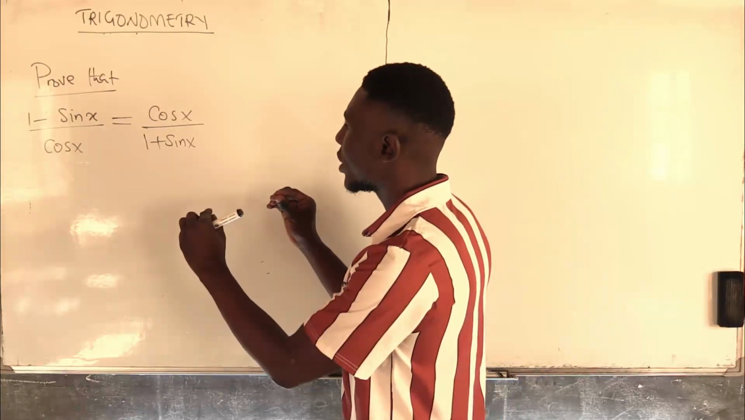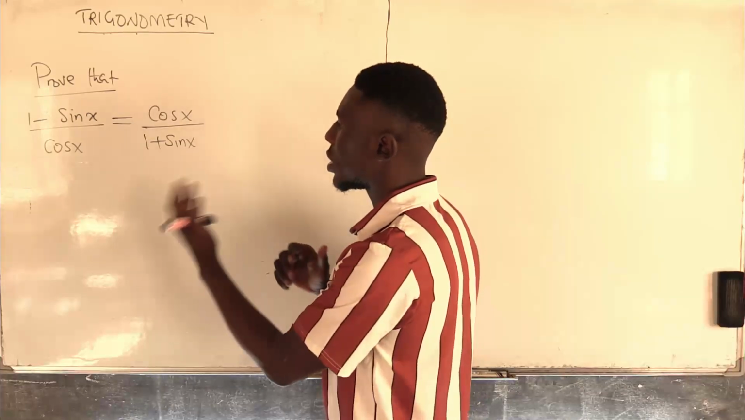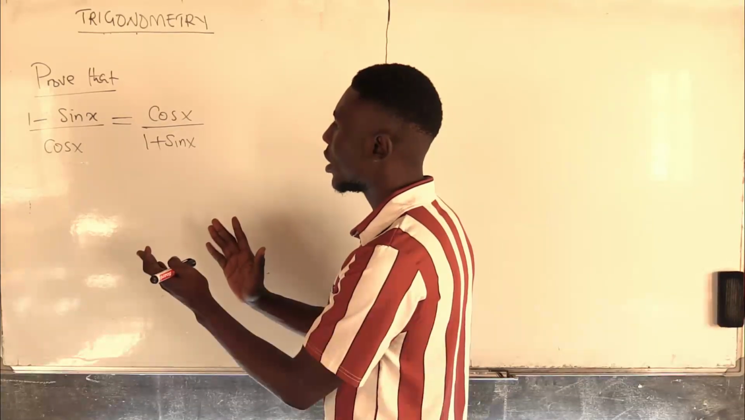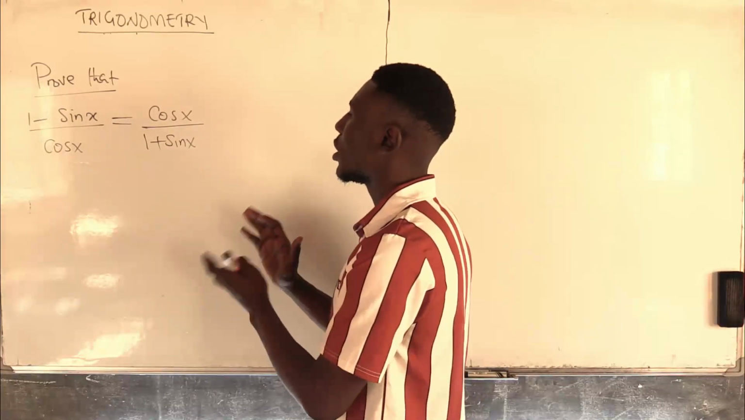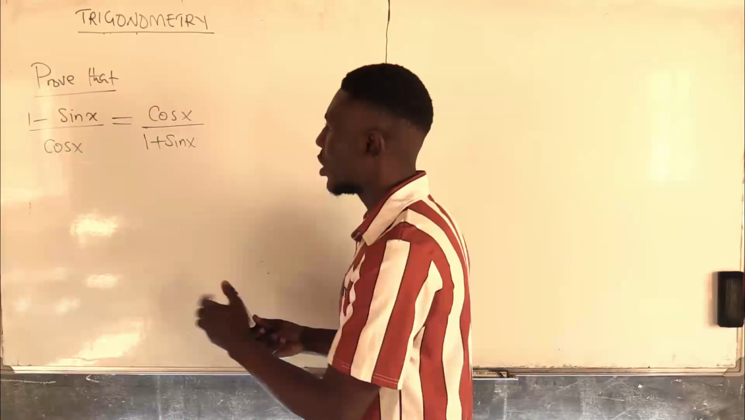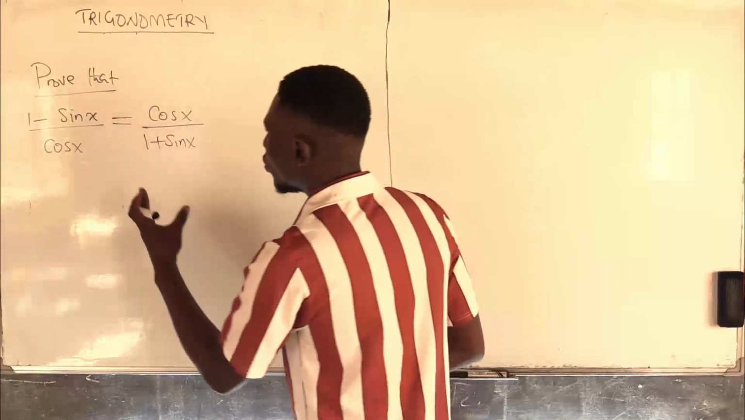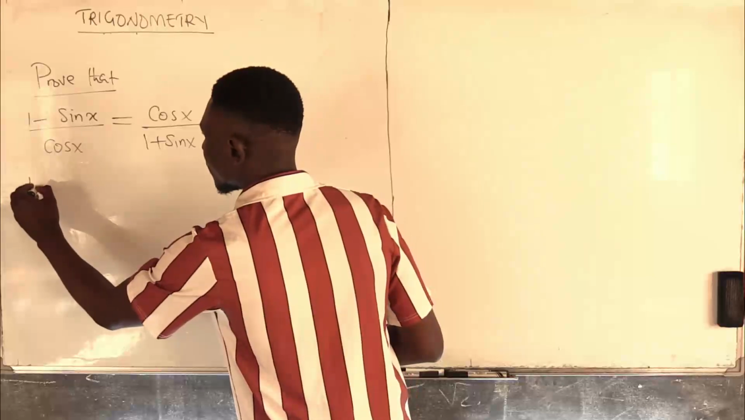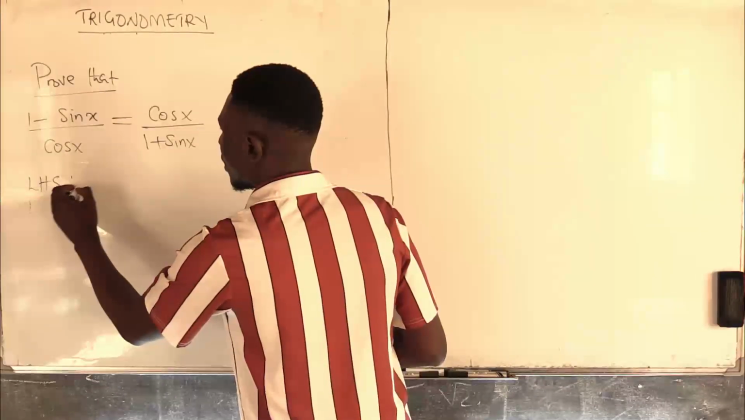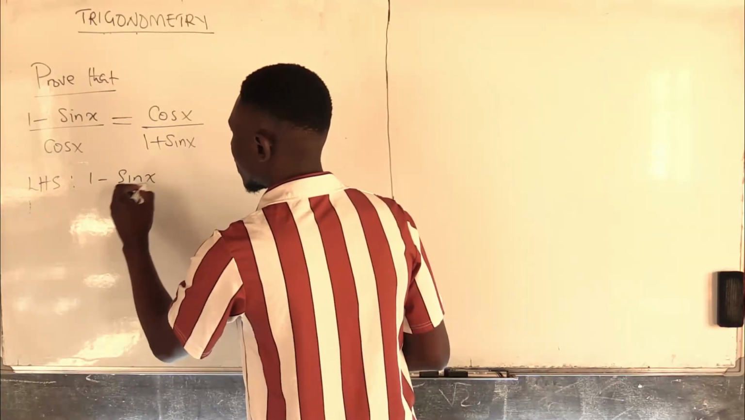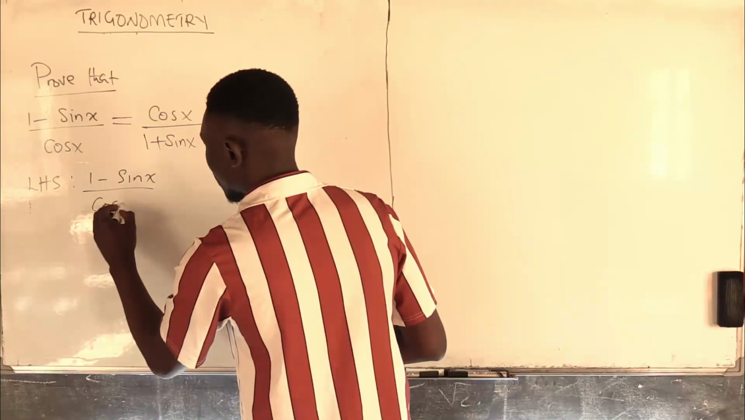Now looking at this expression, it works both sides. You can prove the left to be equal to the right, or the right to be equal to the left. I'll tell you the reason why. So here, we work with the left hand side, which is (1 minus sine x) over cos x.